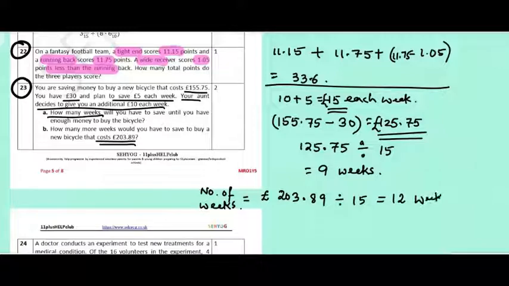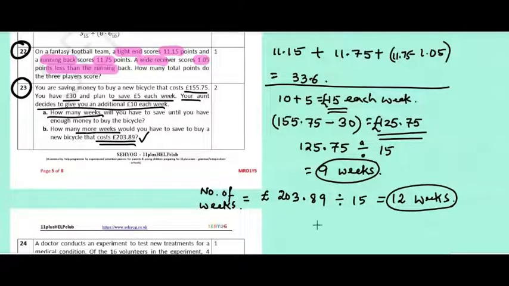So you need a total of 12 weeks for buying a cycle of this cost, and previously you needed 9 weeks. So how many more weeks would you need? That is 12 minus 9. You need 3 more weeks for buying this bicycle.